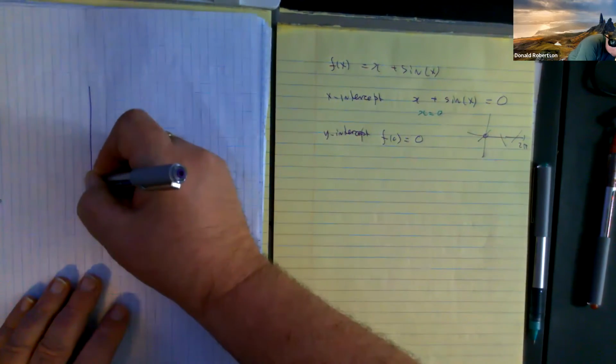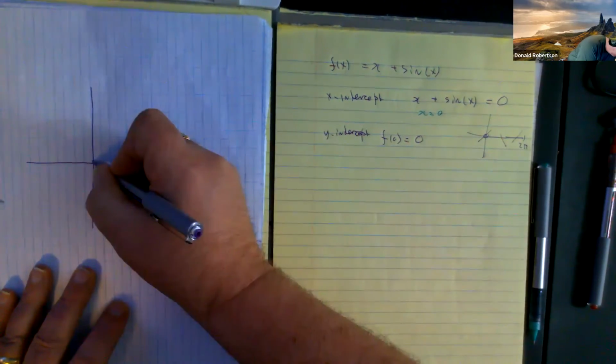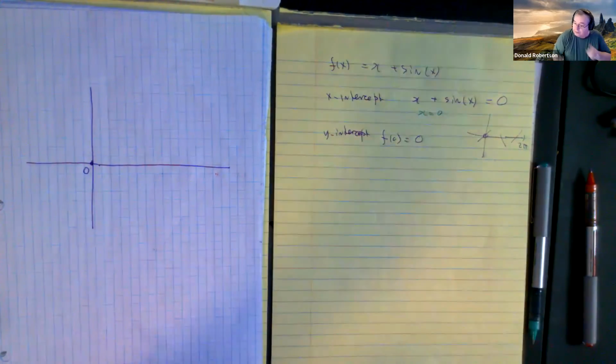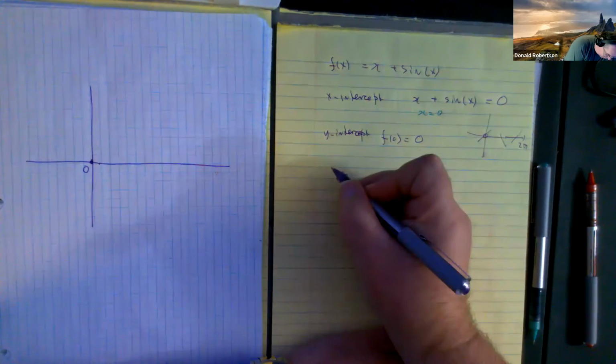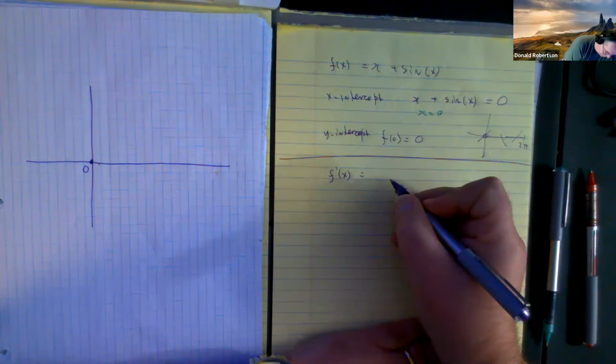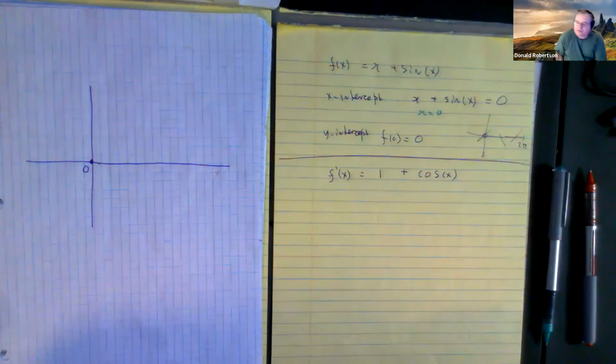Now, if you want to get a y-intercept, you can normally get that a little bit easier. It's just the value of the function at 0, which also happens to be 0. So all I've managed to find out from that step is that it crosses the x and y axis at the origin. Okay. That's good. At least I know that. So let's find the derivative now. 1 plus the cosine of x.